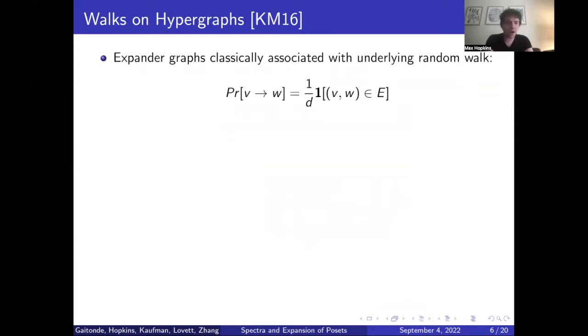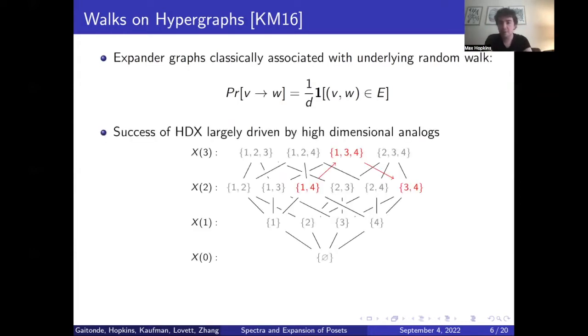Okay, great. So much of the success of expander graphs comes from their classical association with the random walk underlying the graph in question. This is just the walk on vertices of the graph that starts at a vertex and moves to a uniformly random neighbor of that vertex through an associated edge, right? Nothing complicated. A lot of the success of high-dimensional expansion, especially in approximate sampling and agreement testing, is largely driven by natural analogs of these walks on complexes. Natural high-dimensional analogs, first introduced by Kaufman and Mass.